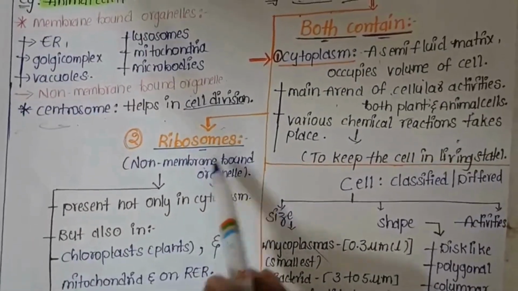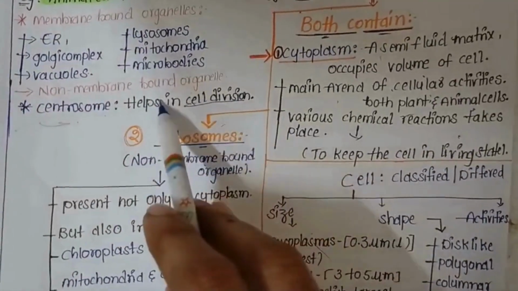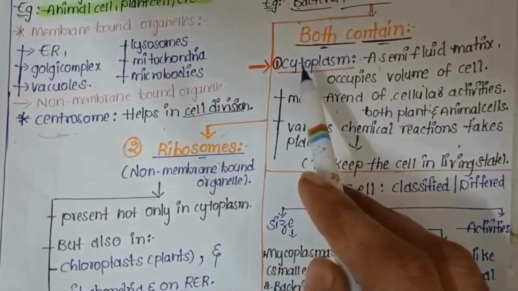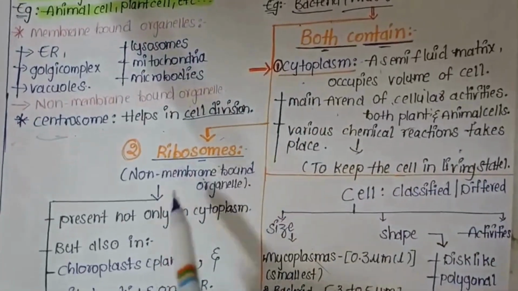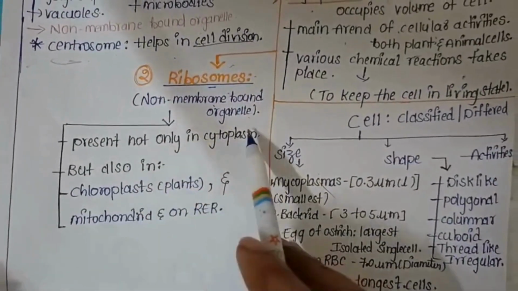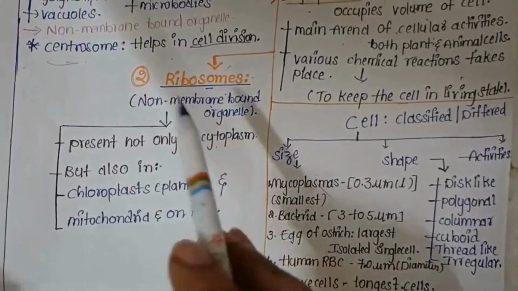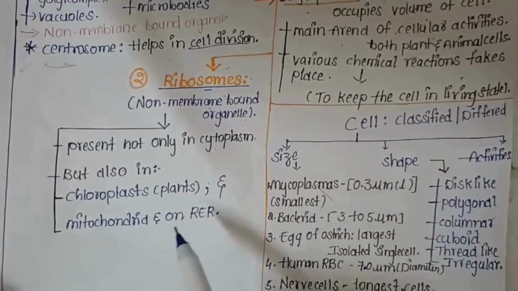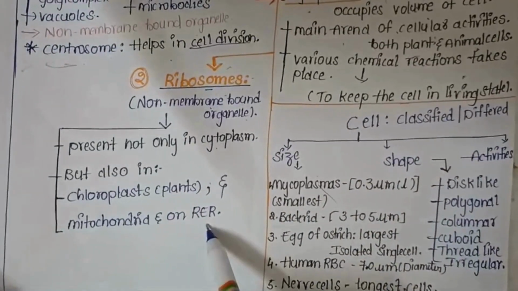Coming to ribosomes, which are present in both plant, eukaryotic and prokaryotic cells. Ribosomes, which are non-membrane bound organelles, are present not only in the cytoplasm, but are also present in the chloroplast in plants, mitochondria and rough endoplasmic reticulum.